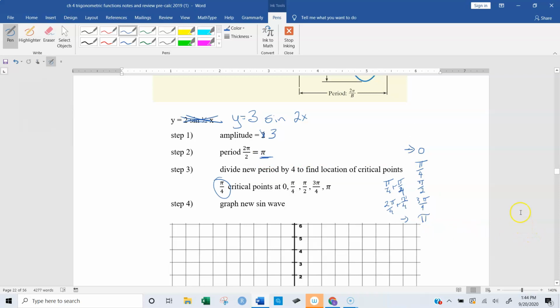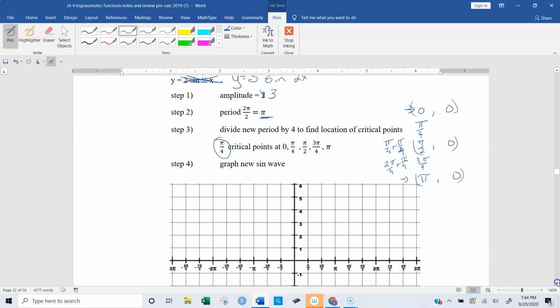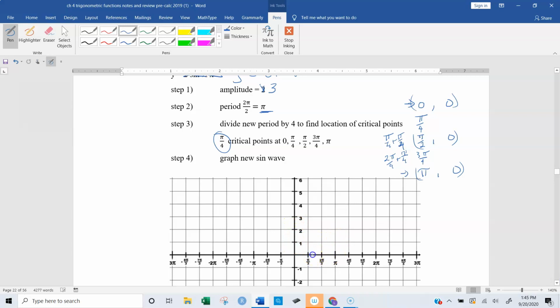Now I know a sine wave starts at 0, 0. Its middle point is 0, and then pi is 0. Those are my roots, remember? So these are the first 3 points we're going to put on our graph. So let's go to our graph. We have to draw these in now because we obviously don't have them. Okay, so at 0, 0, I have a point. At pi over 2, I have my 0. And at pi, I have my 0.